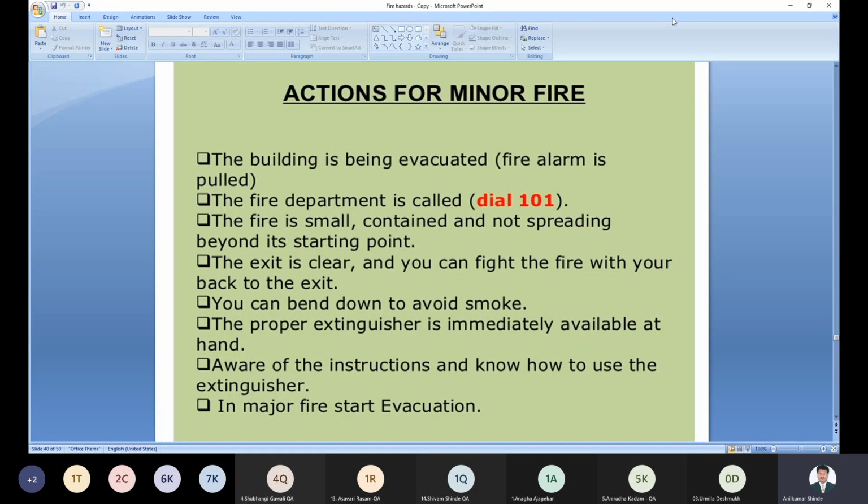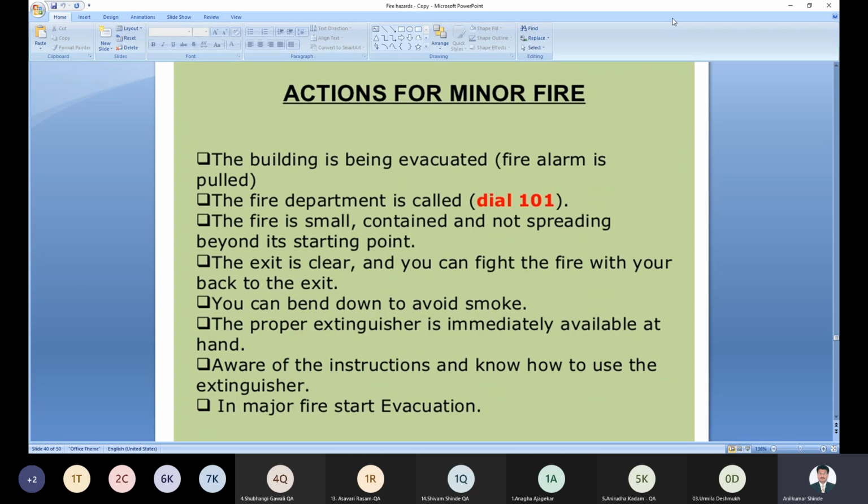The fire is small and contained, not spreading beyond the starting point. If the fire is small, it should not spread all over the company; that should be taken care of. The exit should be clear, so people can be evacuated from one department to another, and the area should be clear so that persons can pass easily.